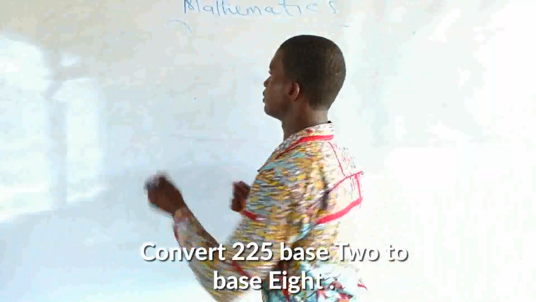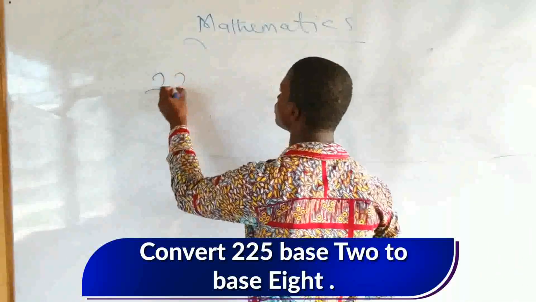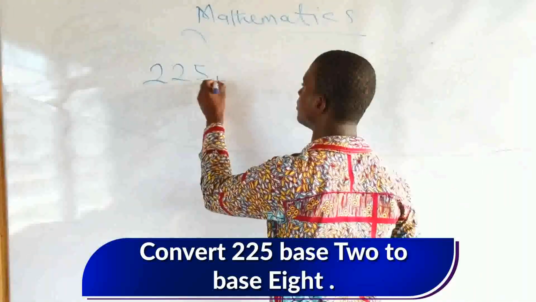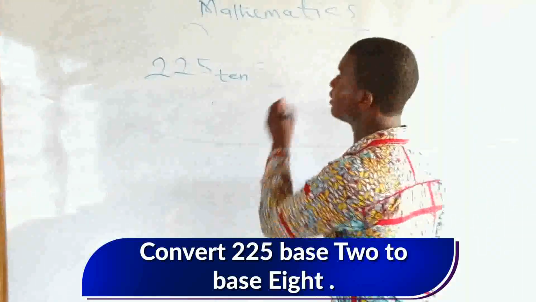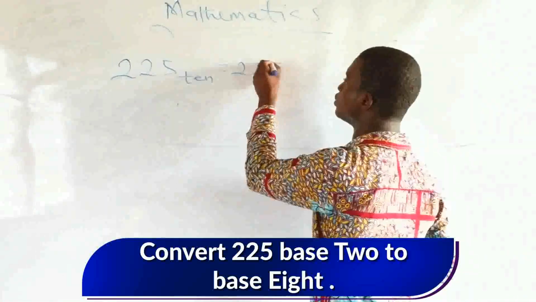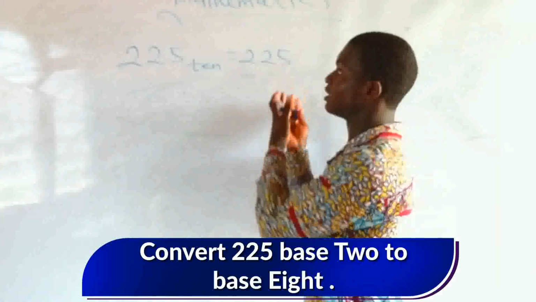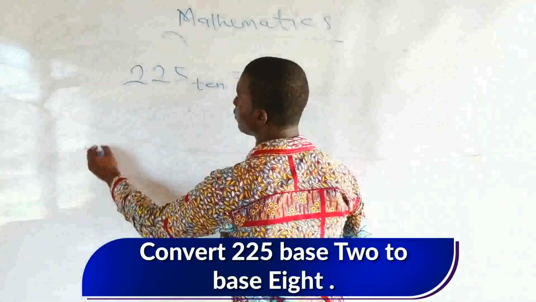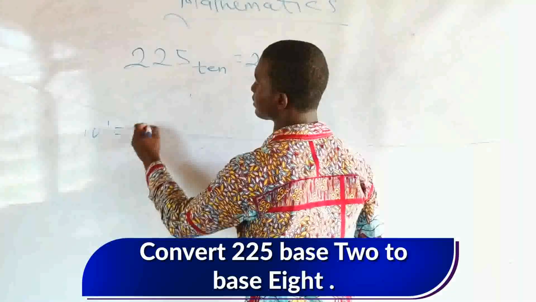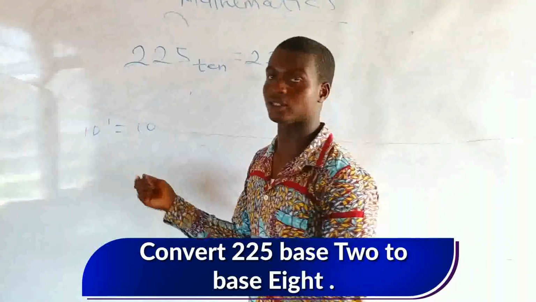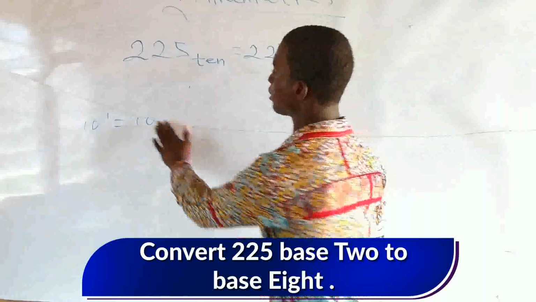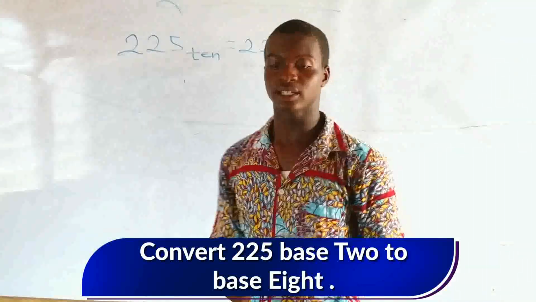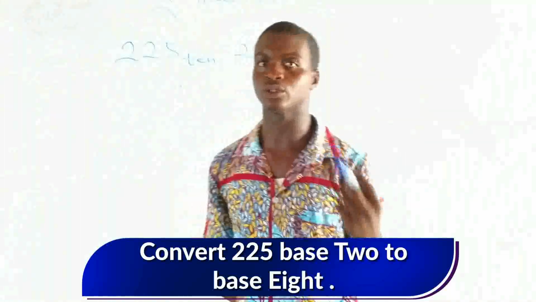Now convert 225 base 10. So you have to write 225 base 10. 225 base 10 is also the same as 225 without any base, because written in this raw state it is the same as base 10. It's like writing 10 raised to the power 1 and 10 in this raw state, so they are all the same. So when you write a number without a base, we assume it to be in base 10. So that's what you should take note of.